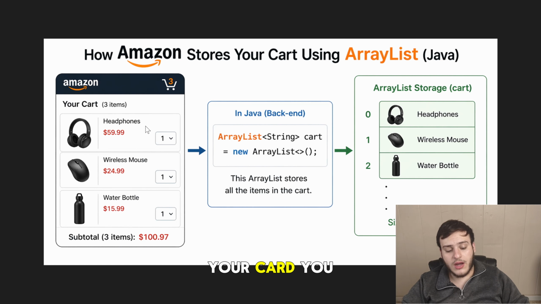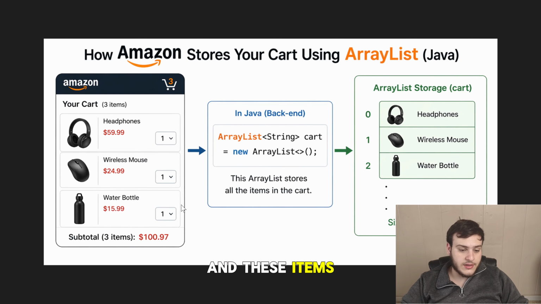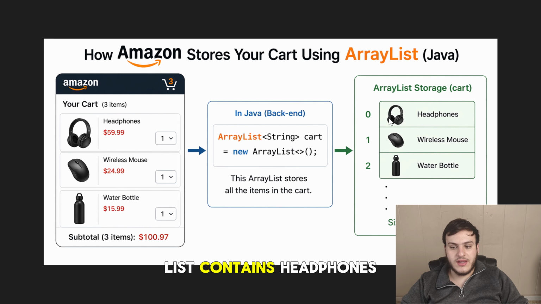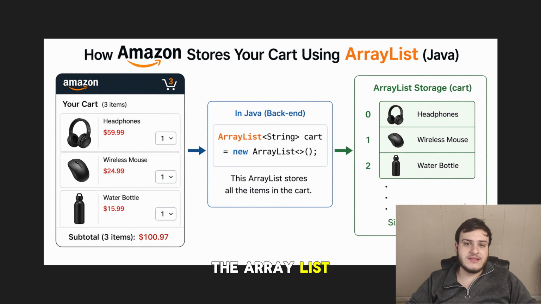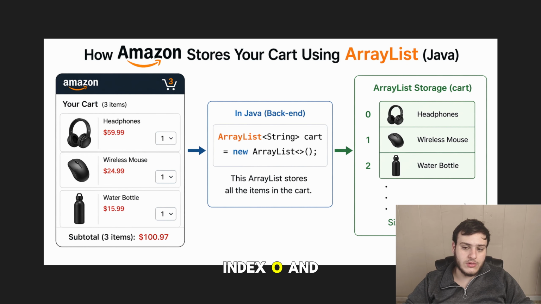So you add to your cart the headphones, the wireless mouse, the water bottle, and these items in Java are stored in the ArrayList. We will know the syntax now. If you look on this side, the ArrayList contains headphones as the first element, wireless mouse as the second, and etc. By the way, the ArrayList starts from index 0 and not 1.